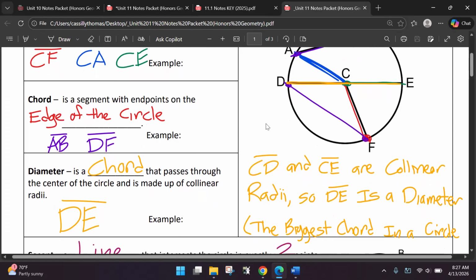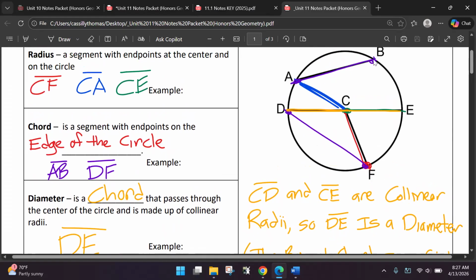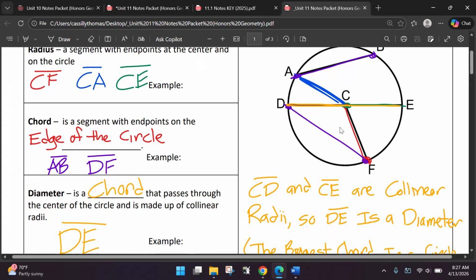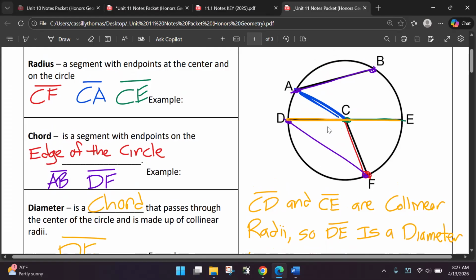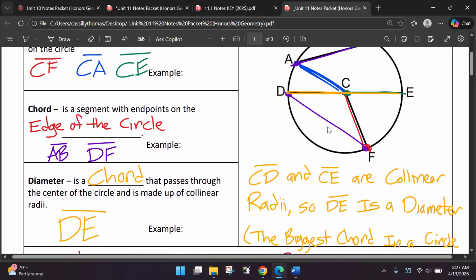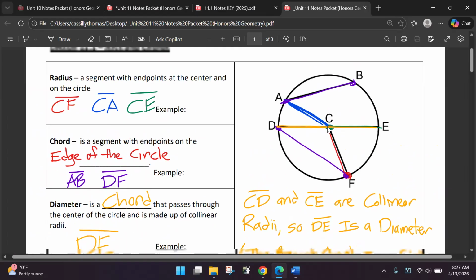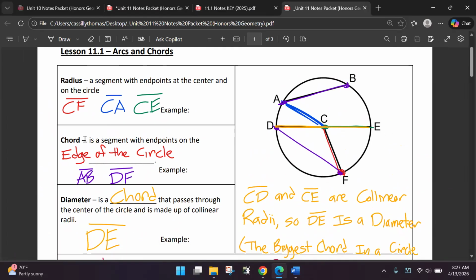Every single diameter is also a chord. But if you look down here, the biggest chord we can make in a circle is DE. If you look at AB, that's obviously smaller than DE. DF, that's smaller than DE. DE is the biggest chord that we will be able to create inside of this circle. So there's just one really new term here. I don't know if we ever actually formally defined what a diameter is, but we've used it a few times.